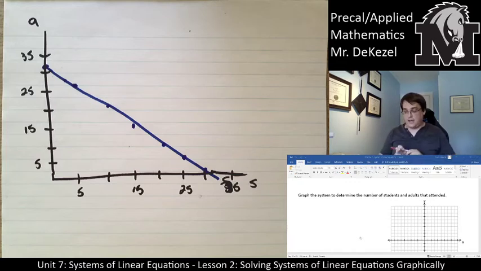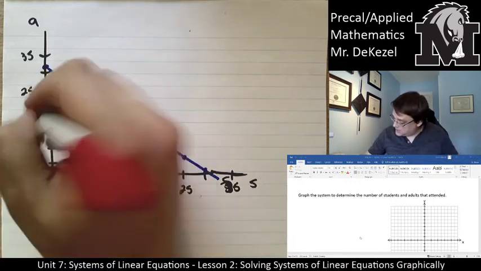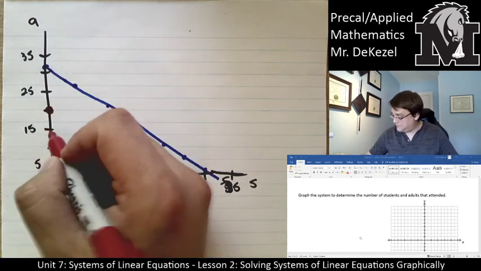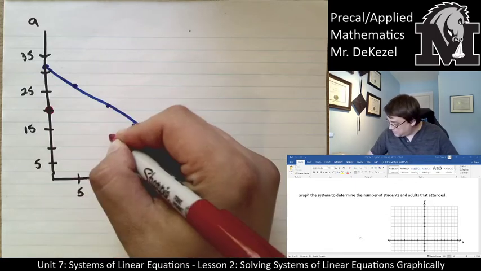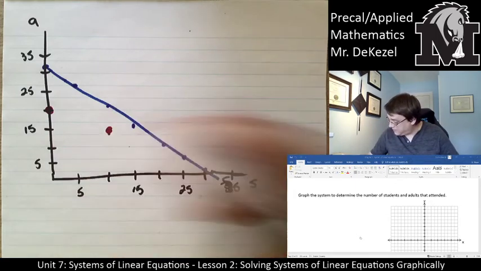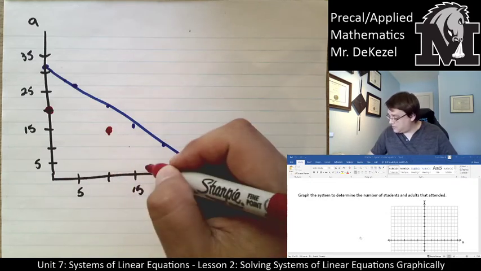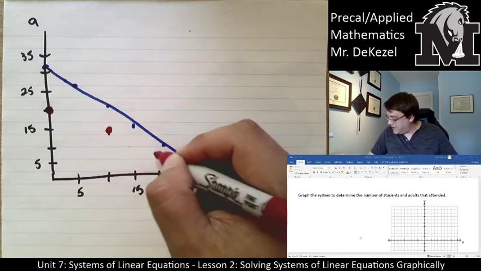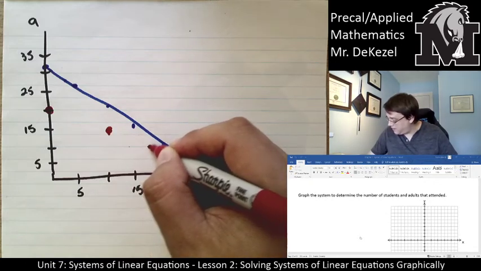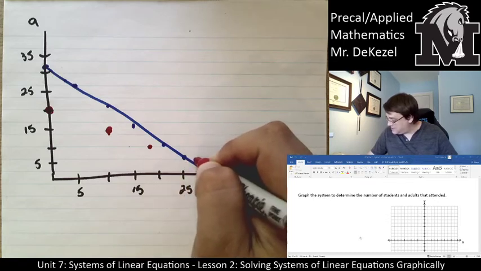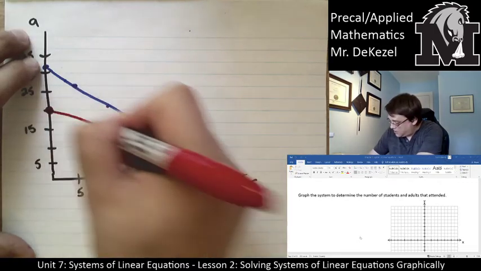Our second line starts at 20, which is right here, and has a slope of negative 5/9. So it's going to go down 5 and over 9. So when we get to 15, we're going to be at 9. It's right about there. We're going to go down another 5 and over 9, we'll be at 18, right about there. Down another 5 and over 9, we'll be at 27. So right about there. Now we've got our line to draw.